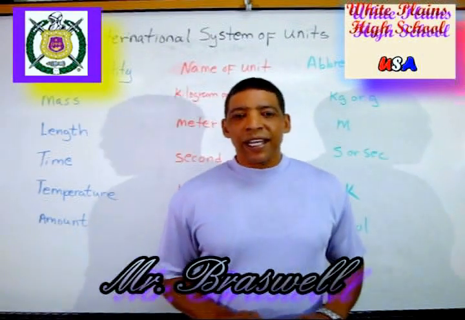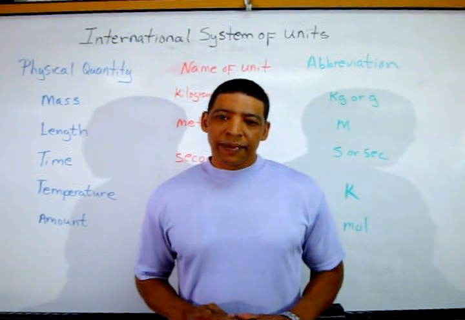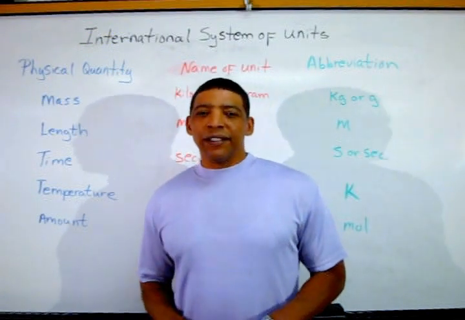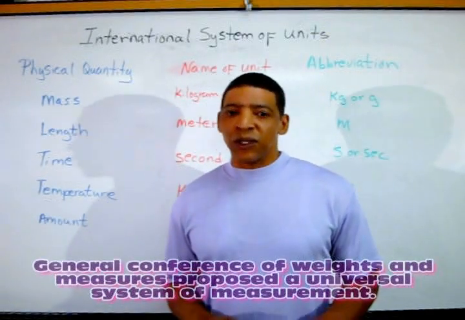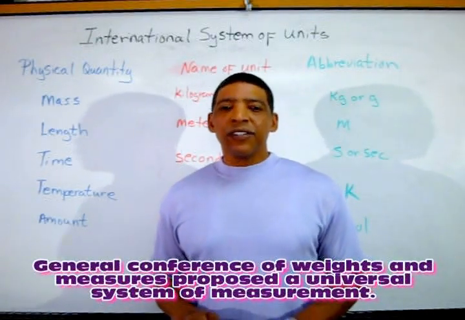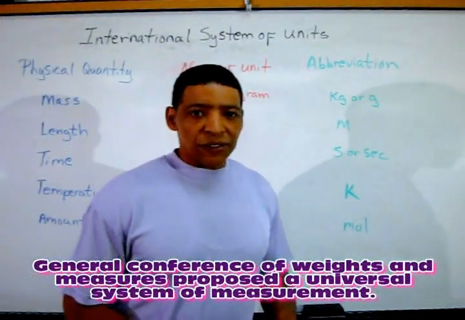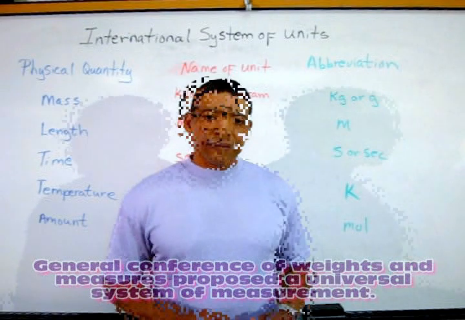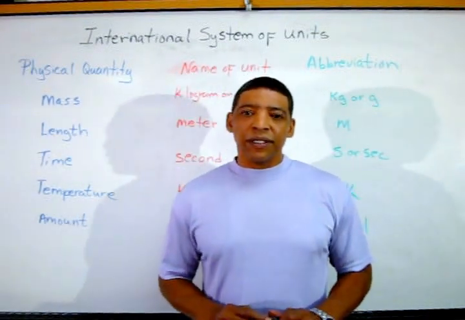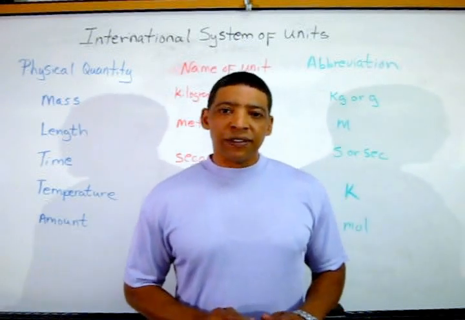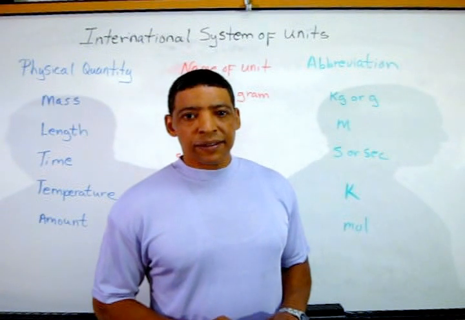For many years, scientists have recorded measurements in metric units. However, in 1960, the General Conference of Weights and Measures proposed a new metric system. This system is called the International System of Units, or SI units. In this video, I will explain how to use the International System of Units to perform simple measurements as well as simple calculations.